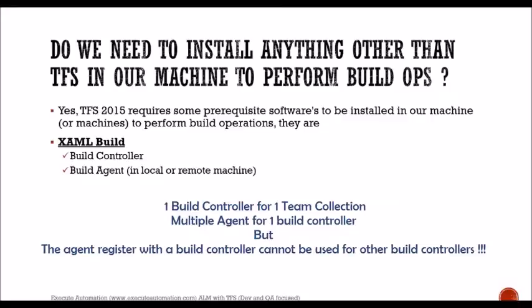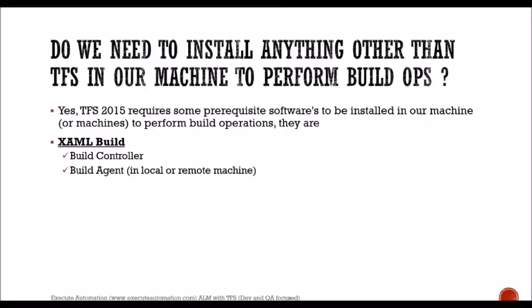Meaning if you have a default collection, then you can associate the default collection with one controller, and this controller will also have multiple different agents, and these agents should be registered with that particular build controller. Meaning if you register a build agent, let's say build agent 1, with this particular build controller, then that agent 1 is always a servant for that particular controller. So he cannot be delegated to do work for other controllers, which is not possible. So it is kind of strict rules here. That's how it works in the XAML world.